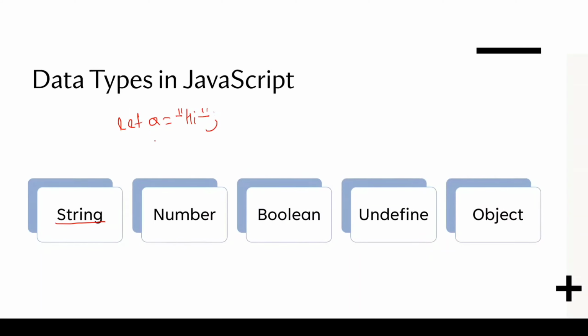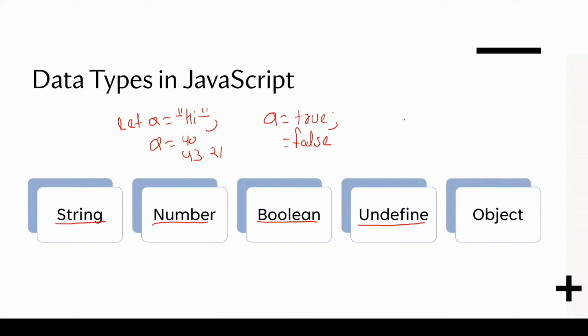But if we define a equals to 40 or 43.21, anything, it is a number. And if we define a equals to true, it is a boolean. If we define a equals to false, it is again a boolean data type. And if we just declare let b and we didn't define any value, by default it is undefined data type.